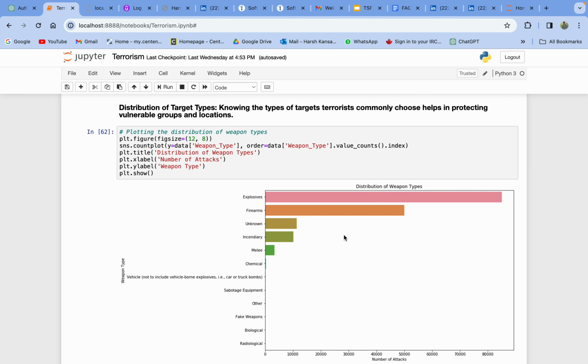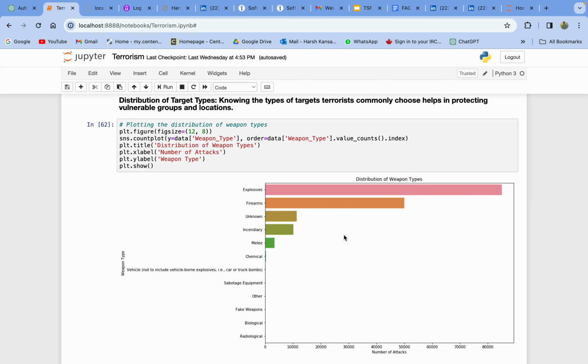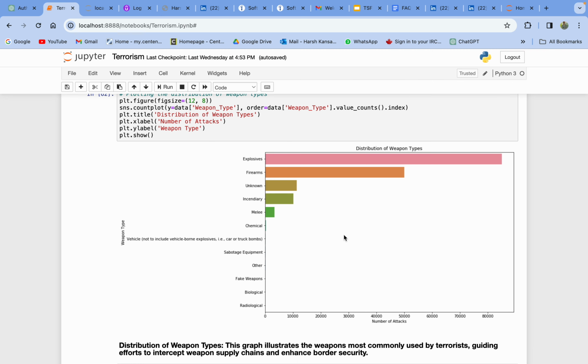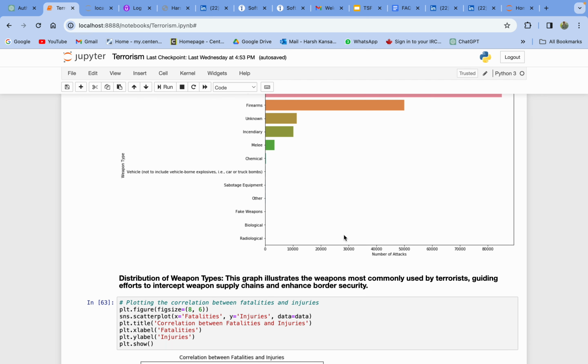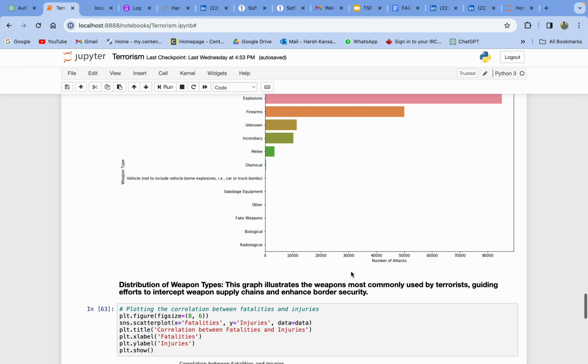Moving further, we will have the distribution of weapon types here. So if we see, explosives are one of the most used weapon types, and this graph illustrates the weapons most commonly used by terrorists, guiding efforts to intercept weapon supply chains and enhance border security.